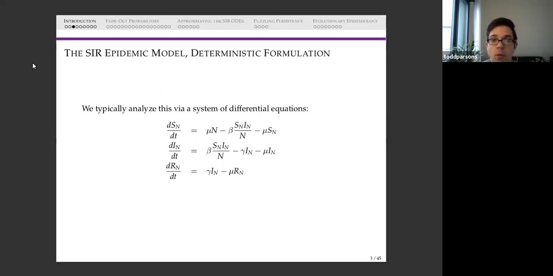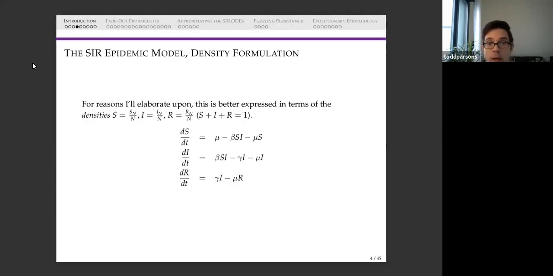We have an inflow of susceptibles. We have a flow from the susceptible class to the infected class. And we have a flow from the infected class to the recovered class. Now, right now you see this N throughout. And one of the first things I want to do is pass from talking about individuals to talking about densities rather than absolute numbers of individuals. And that gives me this entirely equivalent system of ordinary differential equations, where now I've passed to talking about the fraction of the population which is in each of the classes. And you see N has disappeared from this equation.